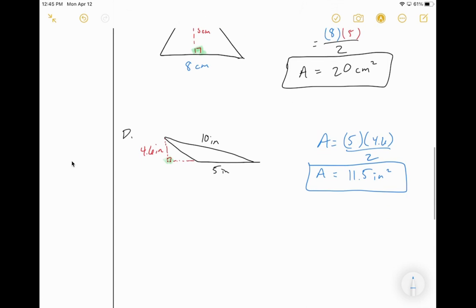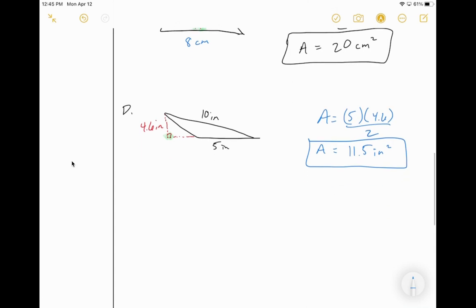Another problem I want you guys to try and do with these is a little bit more complicated, but very similar, which is what I'm calling find the shaded region.